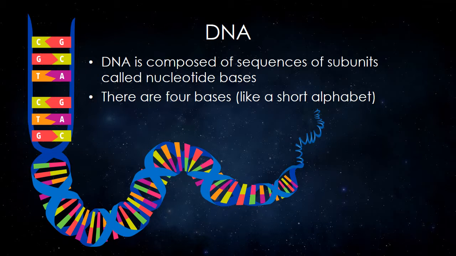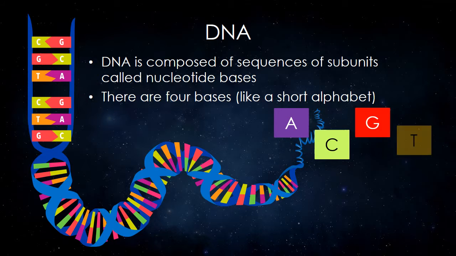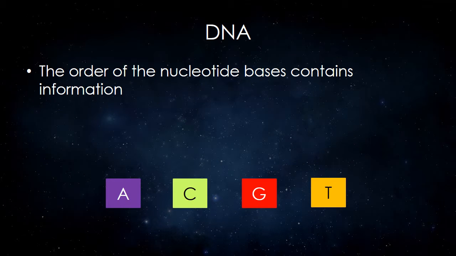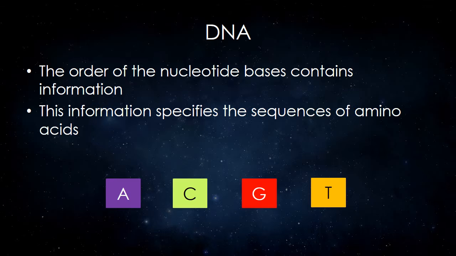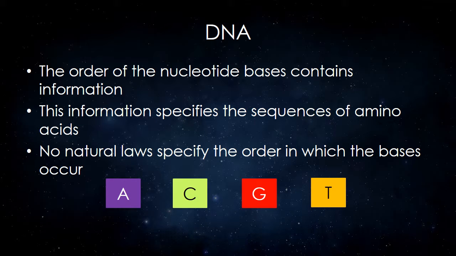DNA is composed of sequences of subunits called nucleotide bases. There are 4 bases, abbreviated A, C, G, and T, that are like a short alphabet. The order of the nucleotide bases contains information. This information specifies the sequences of amino acids that make up the proteins. No natural laws specify the order in which the bases occur.